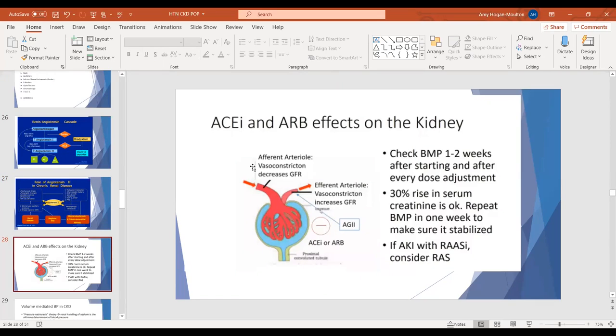But the afferent arteriole is bringing blood flow into the glomerulus. The Ang2 inhibits the efferent constriction. So the teaching would be, you expect that you might get a rise in your creatinine. You don't want a doubling, but you might expect a rise. So you're advised to maybe check a BMP 1 to 2 weeks after starting and after every dose adjustment. It's probably a good idea, although in the person who's really well hydrated and has CKD 3, upper 3B or something like that, they aren't as worrisome.